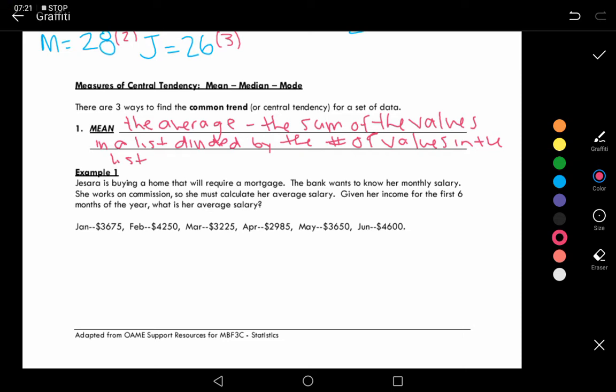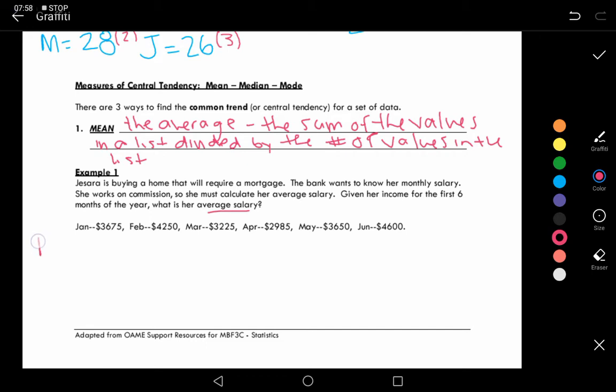So let's do another example of this. It says, Jessera is buying a house that will require a mortgage. The bank wants to know her monthly salary. She works on commission, so she must calculate her average salary. And if you're unaware, commission is just you get paid per item you sell. Okay, so those car salesmen would have been paid commission as well. So given her income for the last 6 months of the year, what is her average salary? So again, anytime we see that word average or mean, we know we have to add those together and divide by the amount of numbers there are.